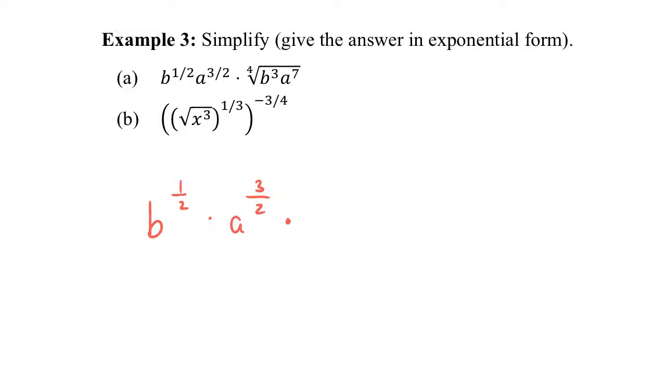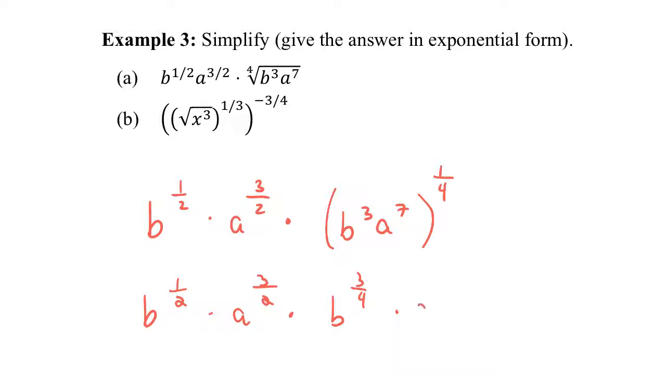But then this is times whatever this is over here, which is b cubed a to the 7th to the 1/4 power. So again, I'm only taking care of the parts with radicals. The parts with rational exponents, we're going to utilize them in a minute anyway. A power to a power, by now we know we multiply those powers. The 1/2 stays, the 3/2 stays. This becomes b to the 3/4. This becomes a to the 7/4.